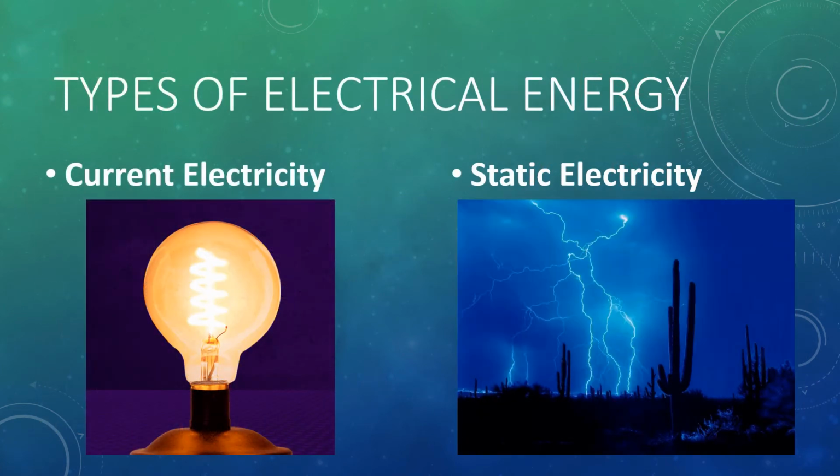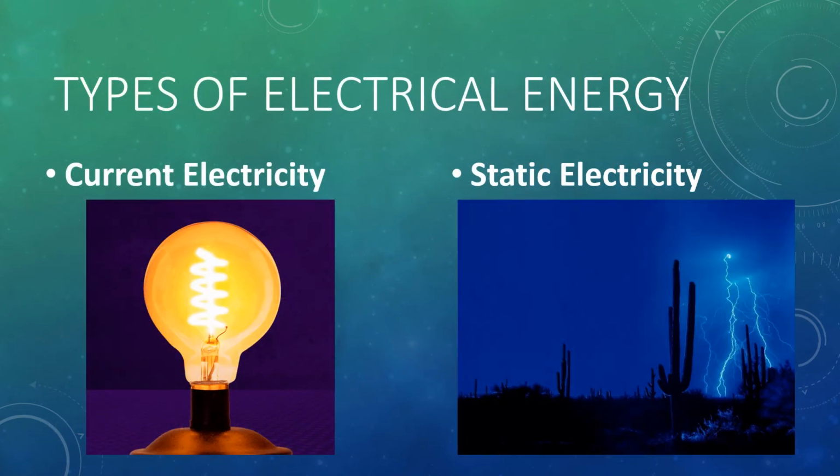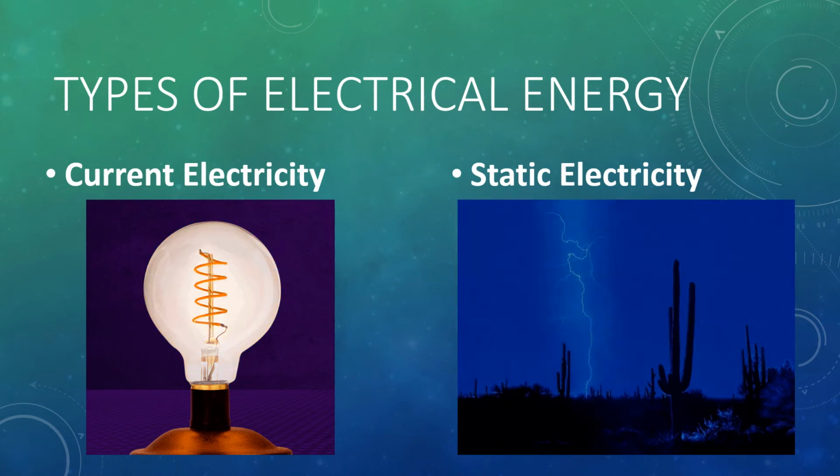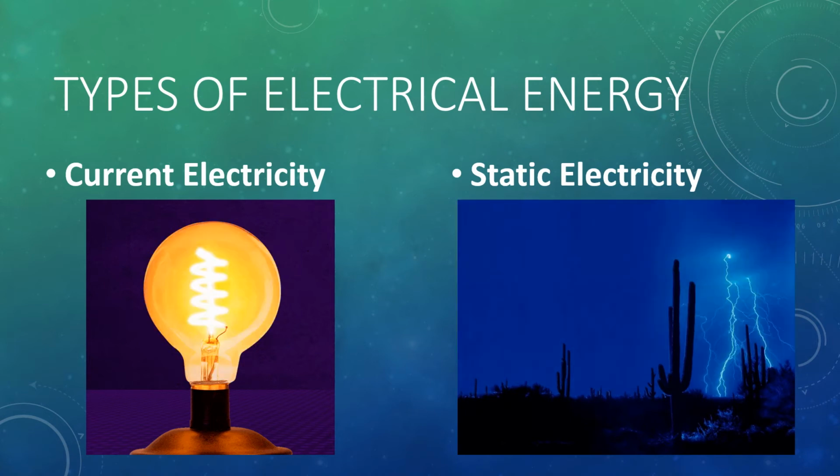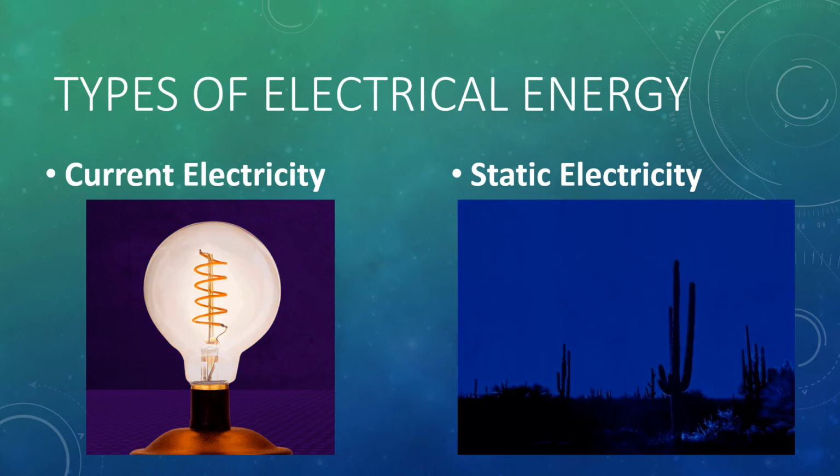Types of electrical energy. The first one is current electricity, which is electrical energy that flows through conductors. It is what is supplied to our homes by electric companies. Static electricity is electricity that is stored. The best example of static electricity is lightning.